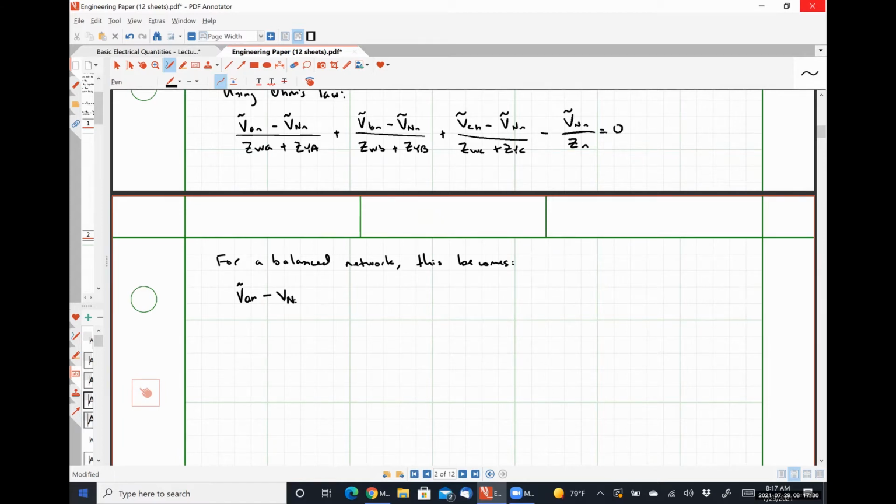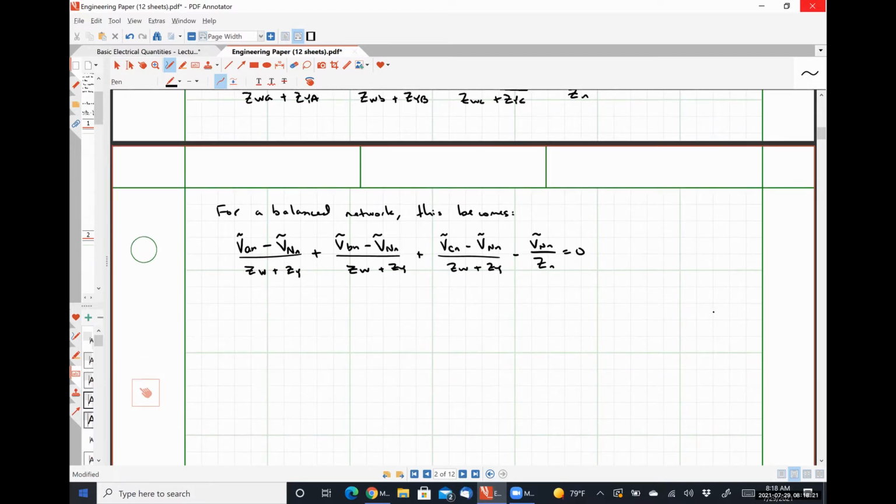VAN minus VNn divided by ZW plus ZY, plus VBN minus VNn divided by ZW plus that same ZY, plus VCN minus VNn all over ZW plus ZY, minus VNn over Zn is equal to 0.